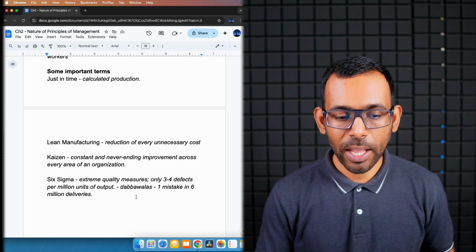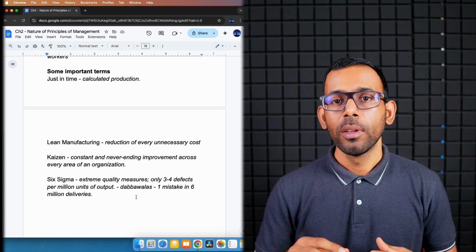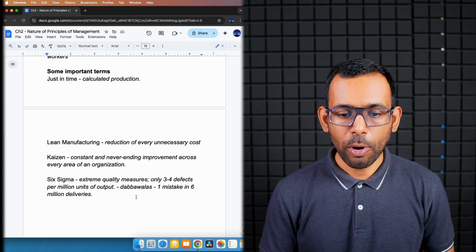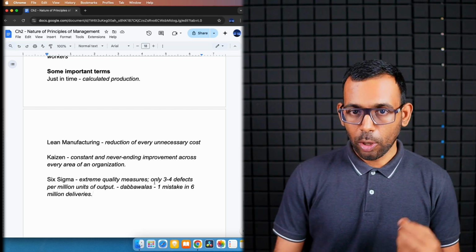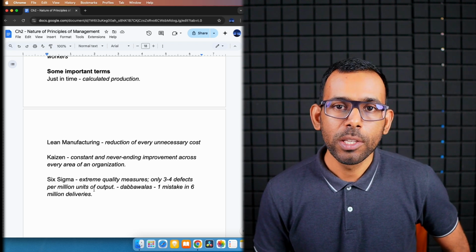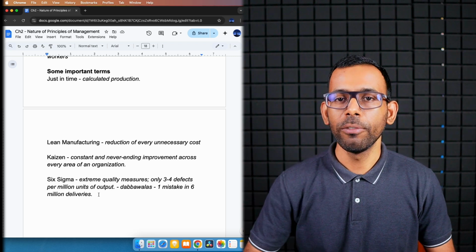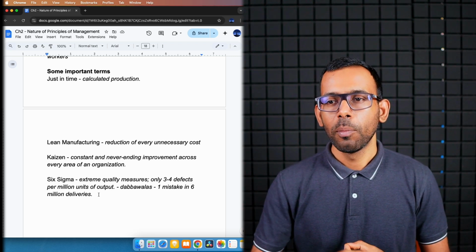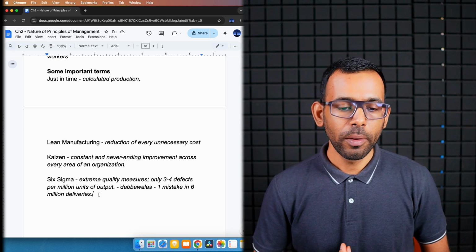And lastly, we have this term called Six Sigma, which talks about extreme prioritization of quality, to make the products extremely filled with quality. So Six Sigma, you can call yourself Six Sigma only when you have 3 to 4 defects per million units of output, which means you should have 99.9999% good quality output, which means you should have only 0.0001% defects in your entire output.